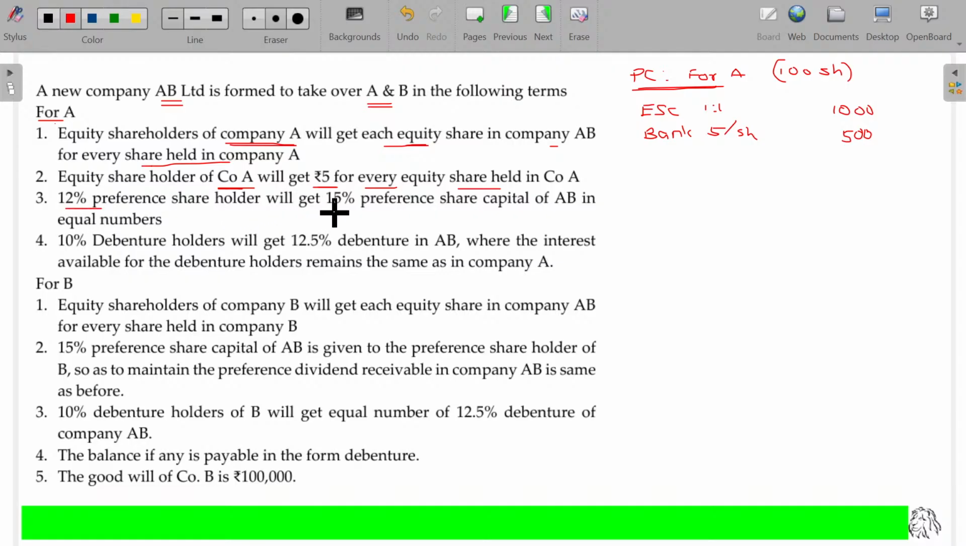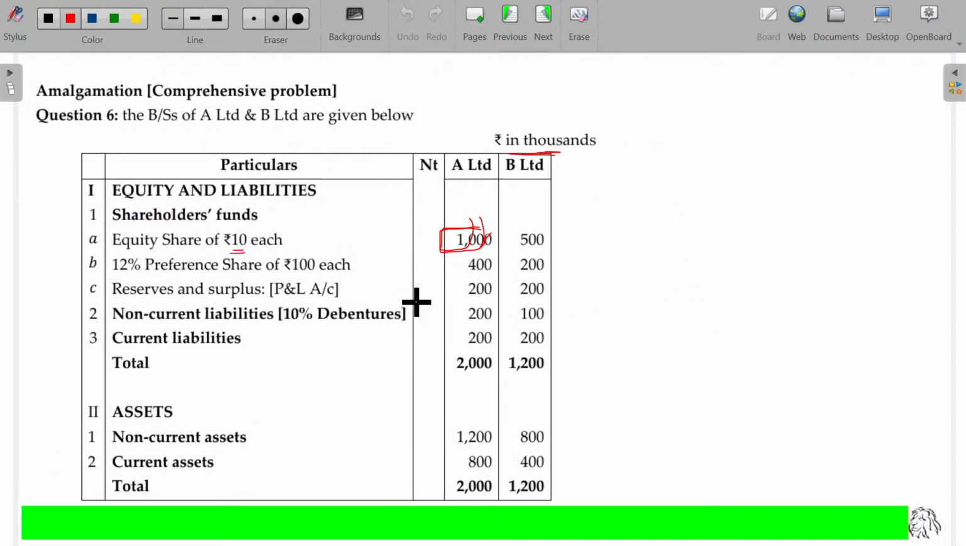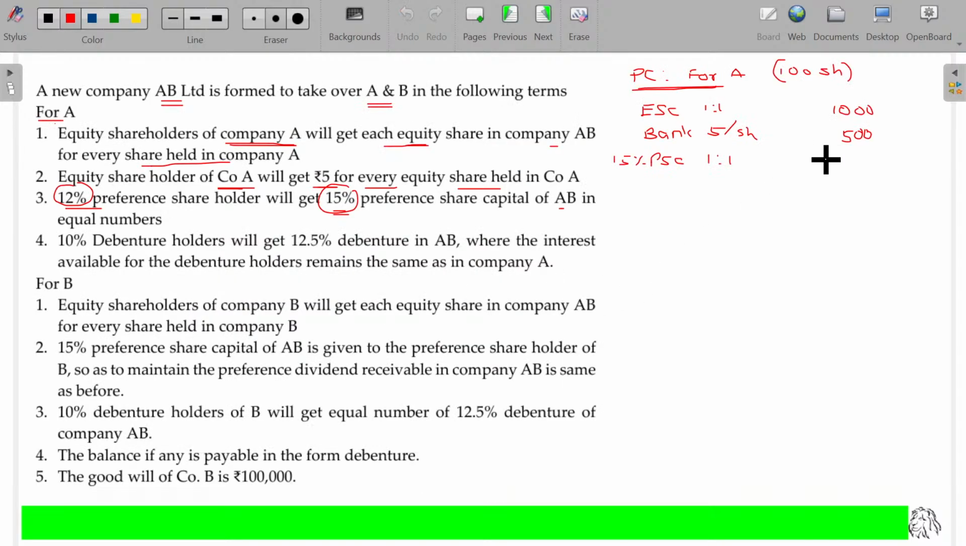Now 12% preference shareholders will get 15% preference share capital of AB in equal numbers. Preference share capital. 12% preference shareholders will get 15% preference share capital. Okay, equal numbers, 1:1. So now their preference dividend is 15%. How many preference shares are there? 100 rupees each means 4 shares are there. Here also they will get 4 shares at rupees 100 each. And 10% debenture holders will get 12.5% debentures in AB, where the interest available for the debenture holders remains the same as in company A.